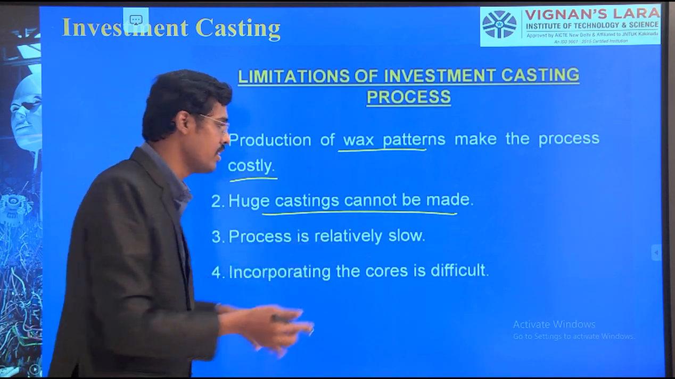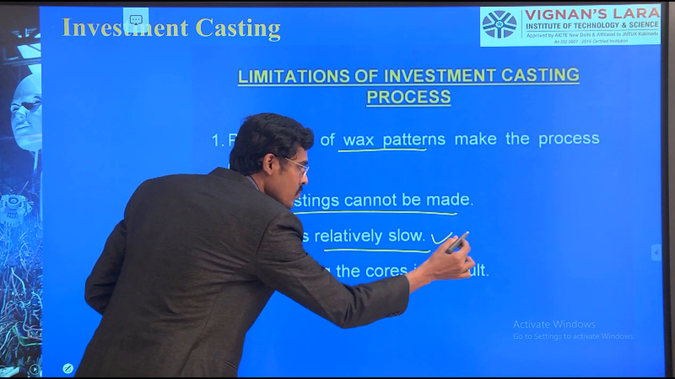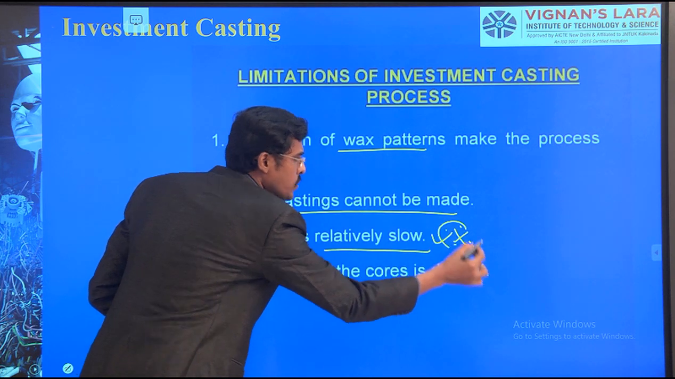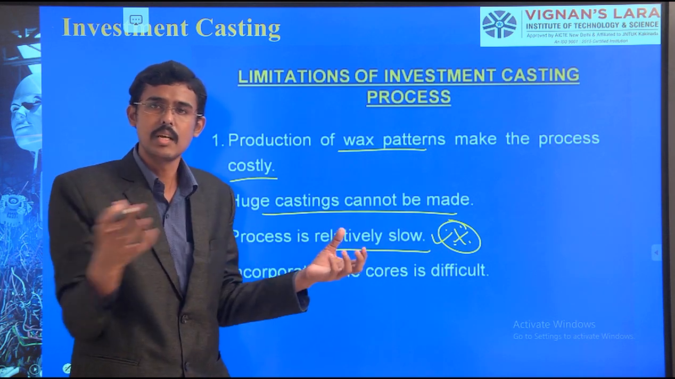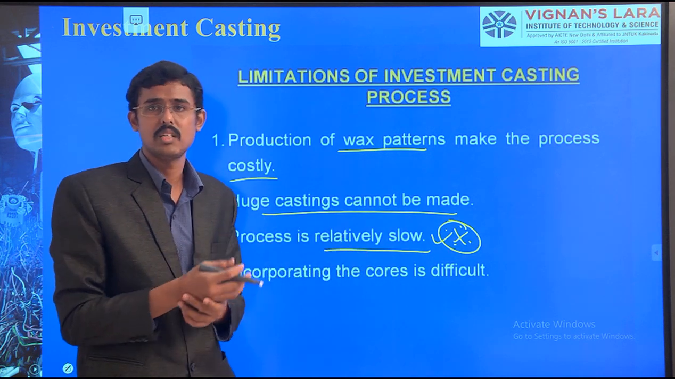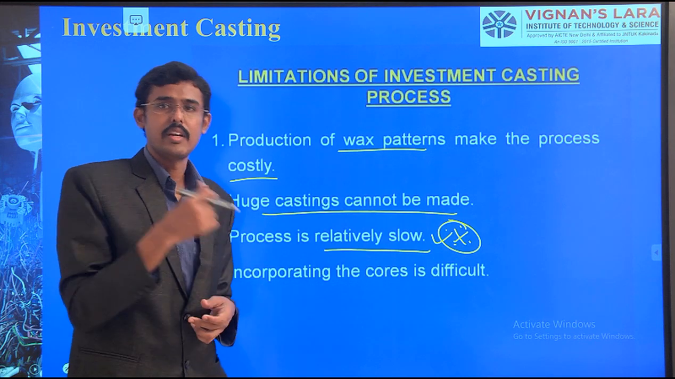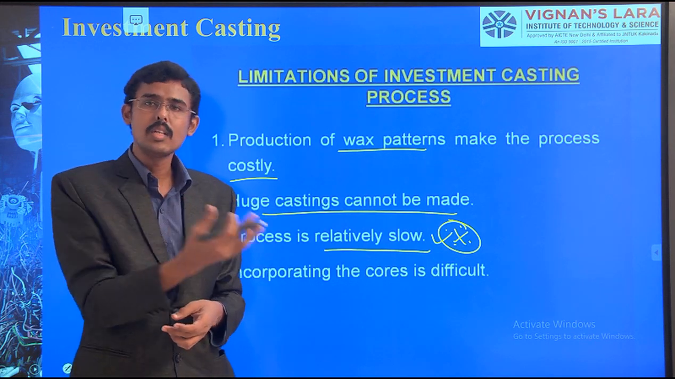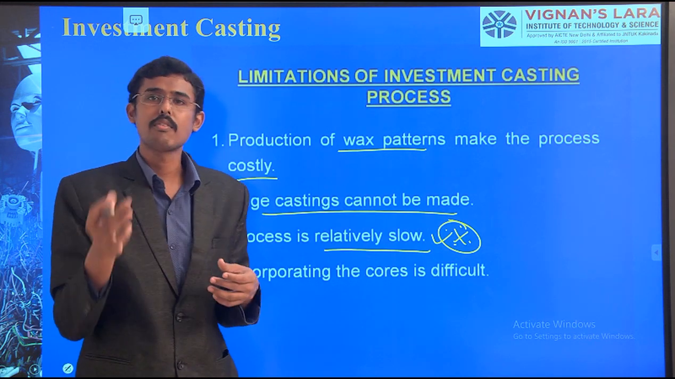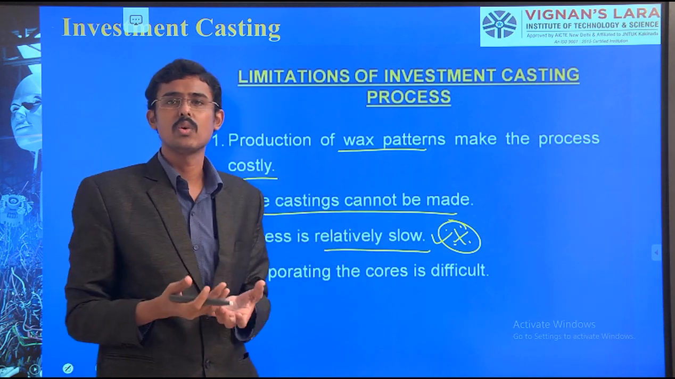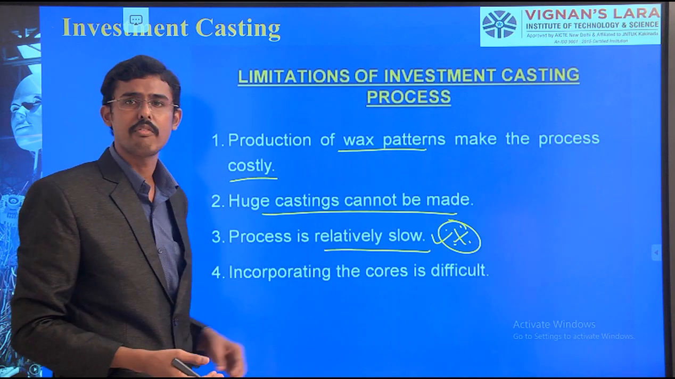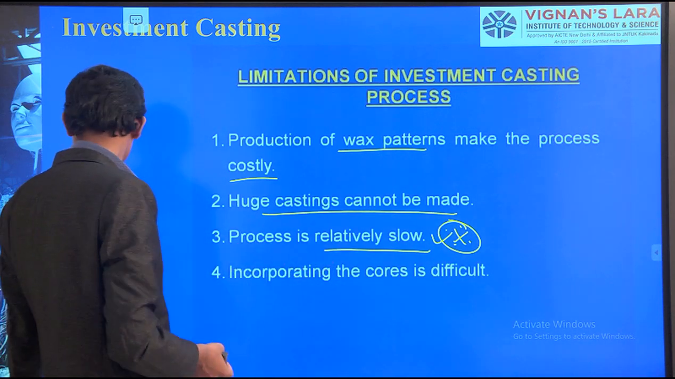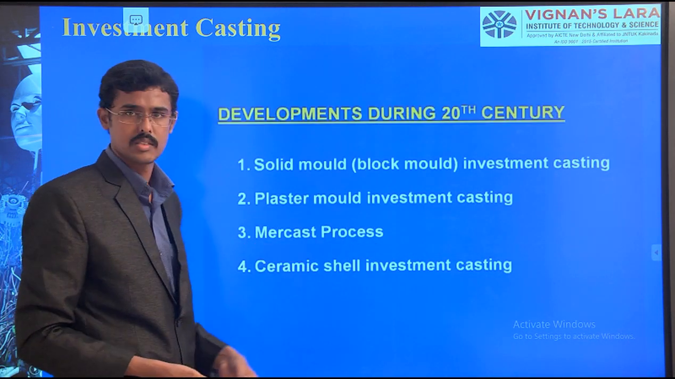The process is relatively very slow. Why is it very slow? Wax preparation, then 4 to 5 times dipping and ceramic shell preparation, and then dipping, waiting. Then only the shell thickness increases. Then afterwards we are pouring, and then we are getting those products. So pouring and solidification are common, but this waiting time of wax preparation is heavy. So this makes the limitations.